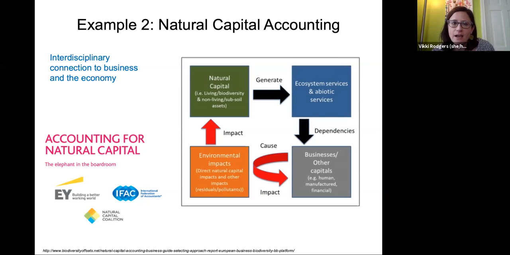Before I jump into my example, I just wanted to introduce myself because I think I'm in a unique or different place than many ecologists. My name is Vicki Rogers. I'm at Babson College, and I've been there for 13 years now.